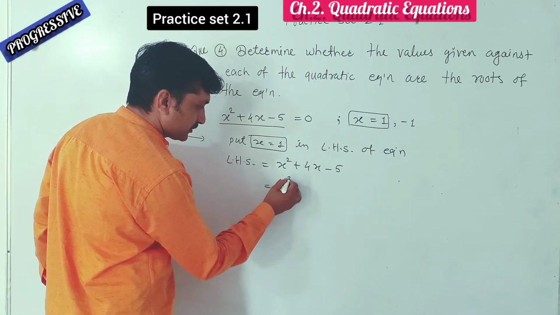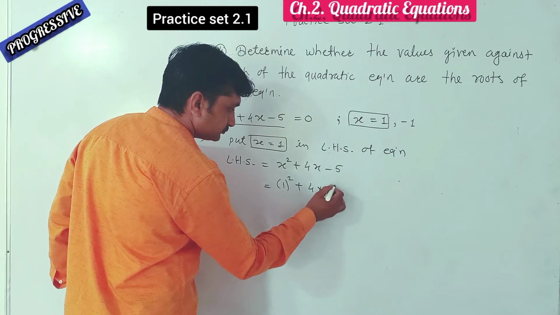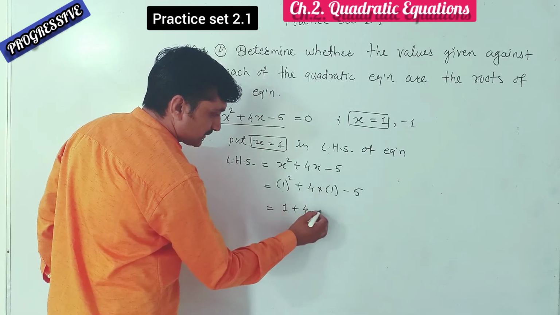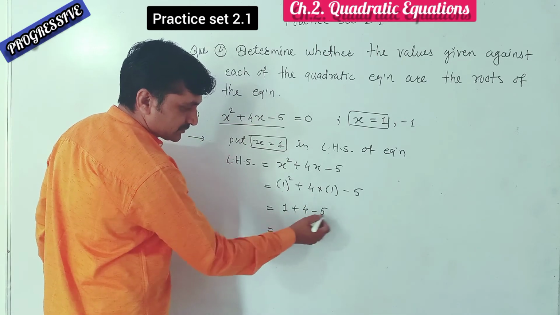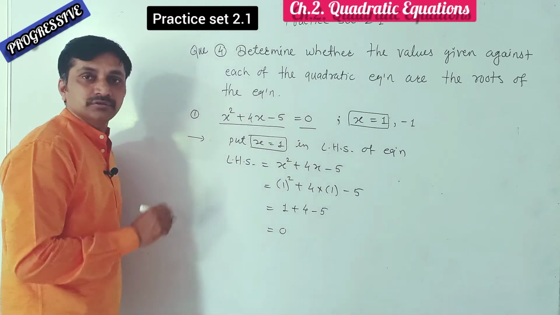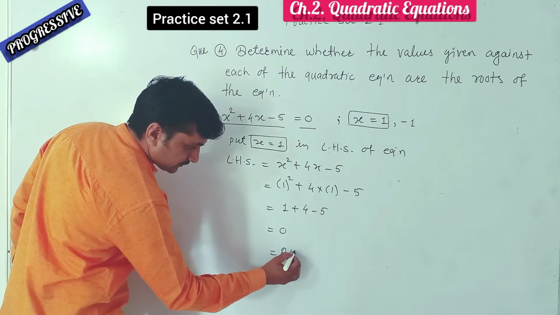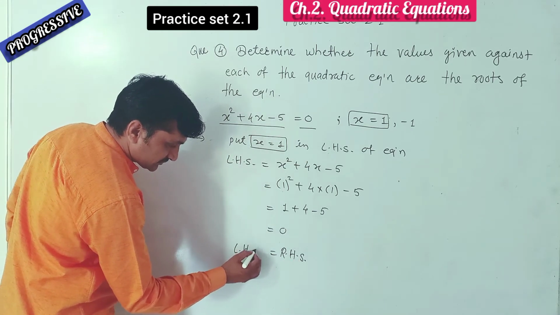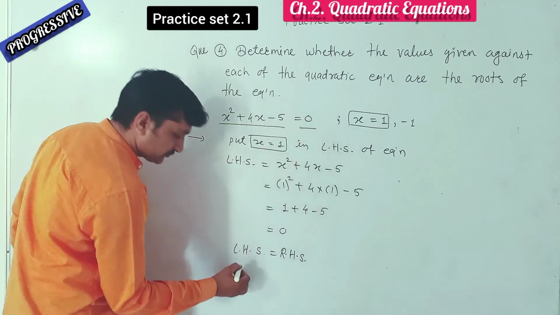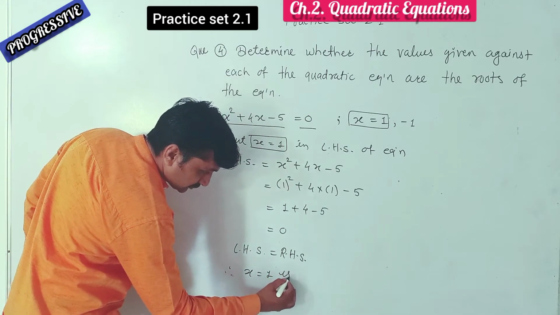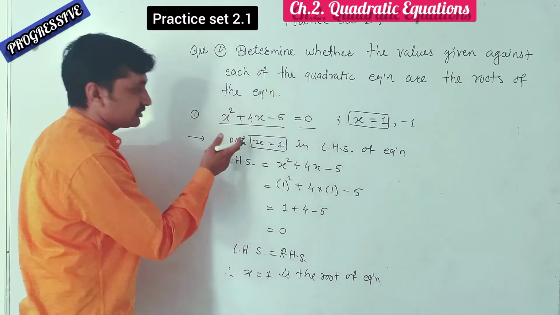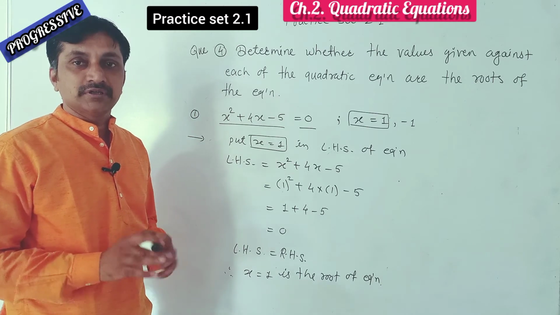Then x is 1 now, 1 square plus 4 multiplied by 1 minus 5. Now solve this. 1 square is 1, plus 4 ones are 4, minus 5. Now add it: 1 plus 4 is 5, 5 minus 5 is 0. And see now what is the right hand side here, the right side of the equation is 0, and it is RHS. Here we solved LHS, we got RHS, both equal, and if you get LHS equal to RHS, then we can write therefore x is equal to 1 is the root of the equation. Which equation? This given equation. Okay, is it easy, no?